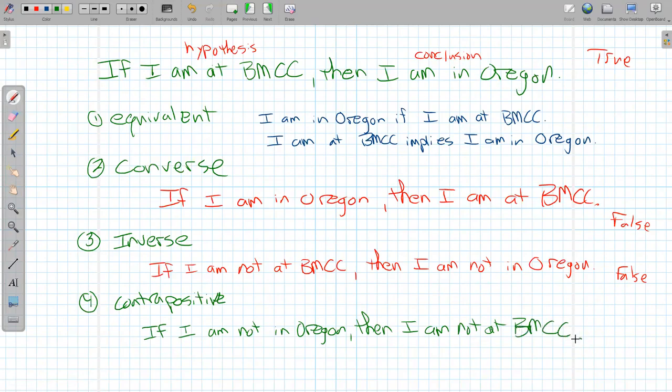All right, I think it would be this. If I am not in Oregon, so I negate the conclusion, state it first with the if, then I am not at BMCC, negated hypothesis at the end. So we switch and negate. That's called a contrapositive.